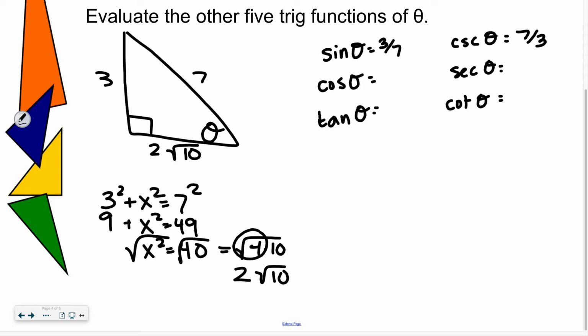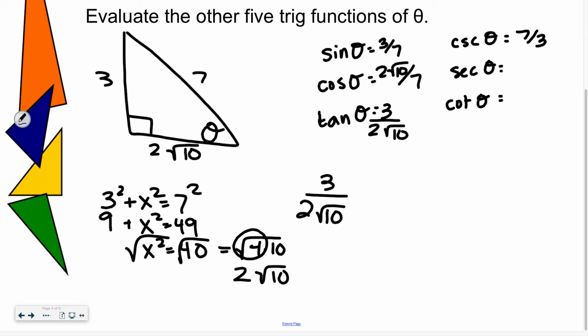And then I can use that for adjacent. So for cosine, I can say 2 square root 10 over 7. I can see if these numbers reduce, 2 and 7, but they do not, so I'm good. Tangent is opposite over adjacent, so that's going to be 3 over 2 square root 10.